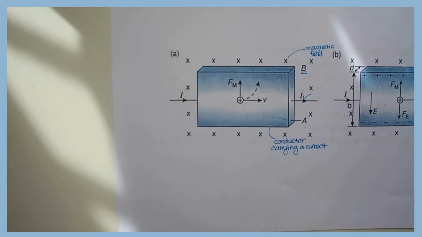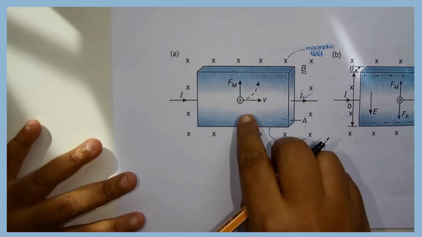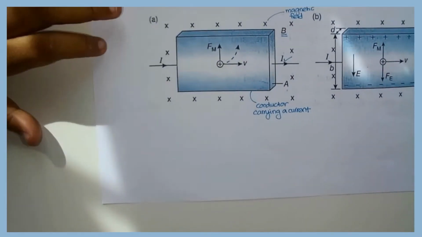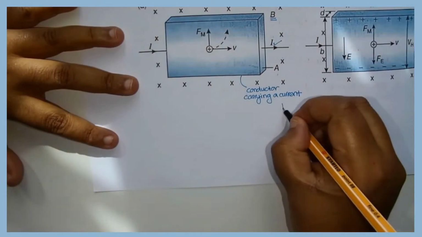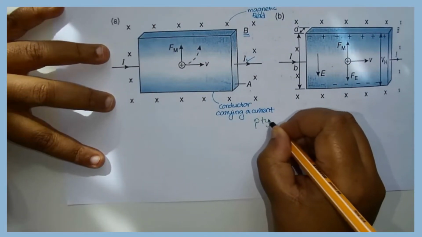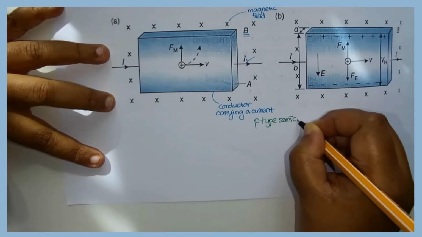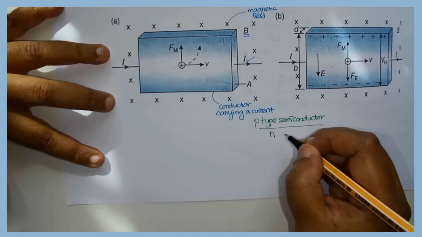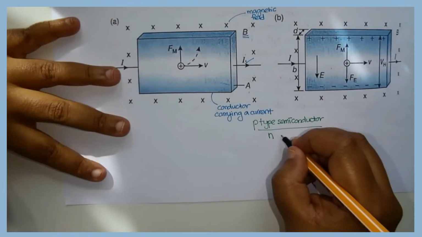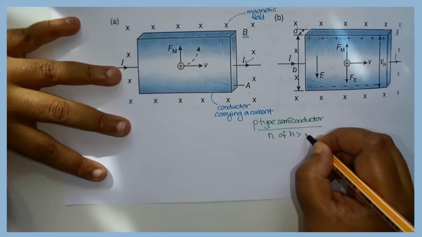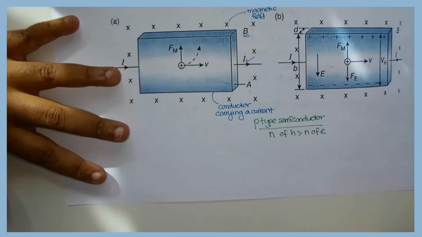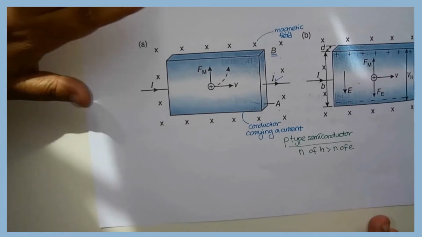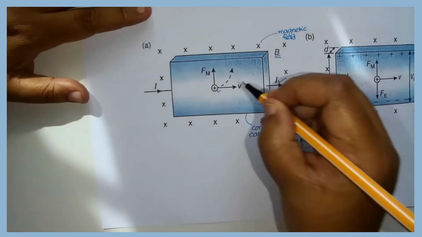So what happens, class? Here we are going to look at the positive charge, because the example says this is a p-type semiconductor. A p-type semiconductor means that the number of holes, that is the positive charge carriers, is greater than the number of electrons. The number of positive charge carriers is greater than the number of negative charge carriers. So that's the reason why we have positive charge carriers here.